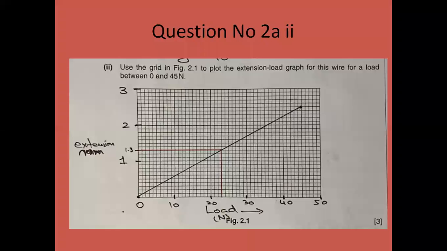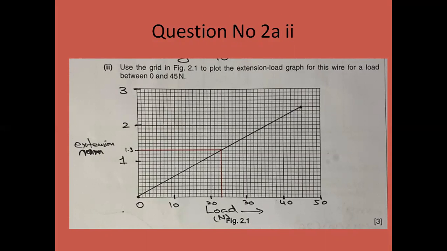The question is related with the graph of the extension. So here you can see that the 3 marks question is showing up on your screen. The answer is showing up on your screen. On the x-axis, I have represented the load. So every 2 centimeters represents 10 Newton. So 10, 20, 30, 40, 45. On the y-axis, we have represented the extension. So 2 centimeter represents 1 millimeter. So 1, 2, and 3.